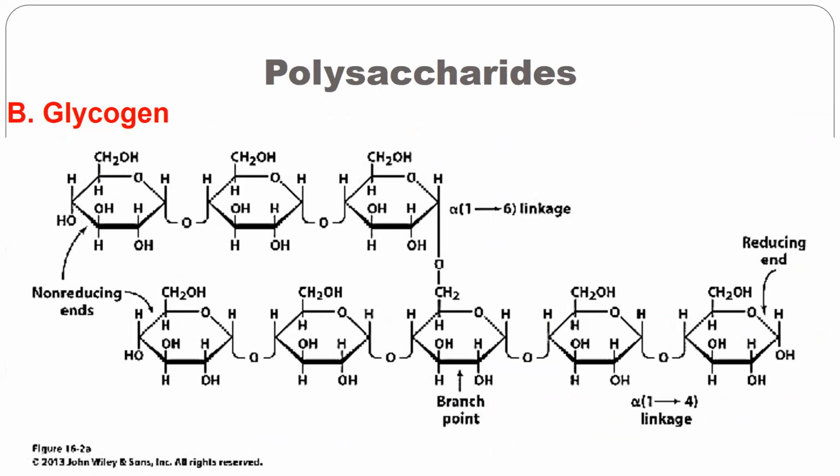The second type of polysaccharide we have is glycogen. Glycogen is formed by glucose units, down, up, down, up, down; down, up, down, down, up, down. This is still an alpha-1,4 glycosidic bond, and you have the alpha-1,6 branching in your glycosidic bond.